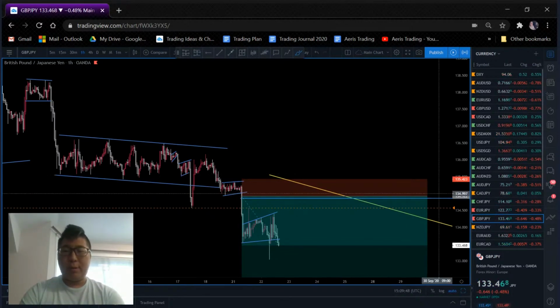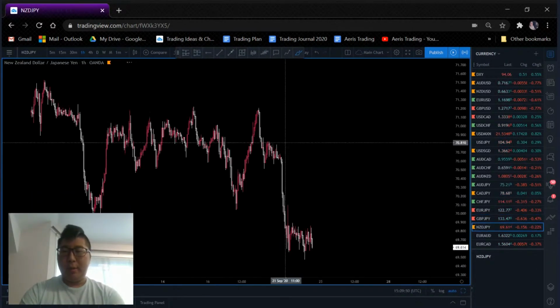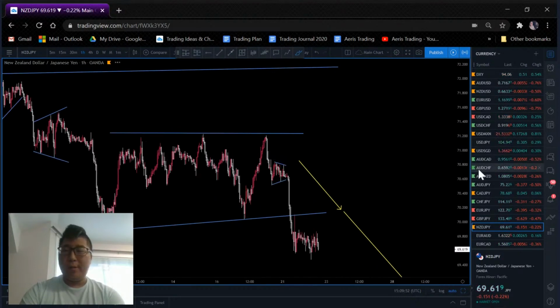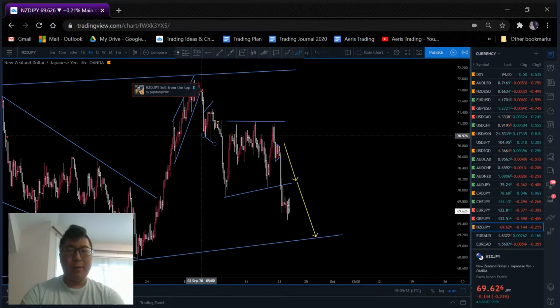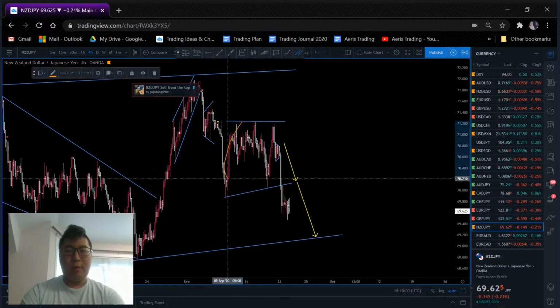Okay, let's resume. Got a little bit off topic here, but Kiwi yen. So Kiwi yen, very similar to Aussie yen and Aussie dollar, Kiwi dollar, right? We've seen this as the overall breakdown from here. Okay, and we're just forming this larger structure.